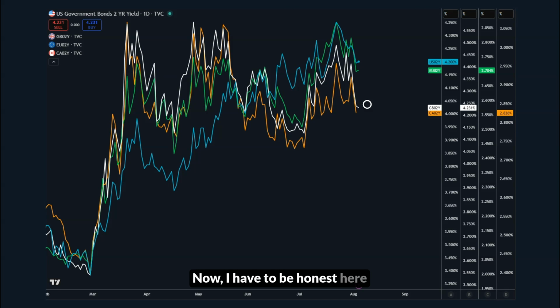Now, I have to be honest here because I personally don't like to do it this way. Meaning, I know some traders who really like this type of dashboard setup where they look at every yield and see how they're doing.